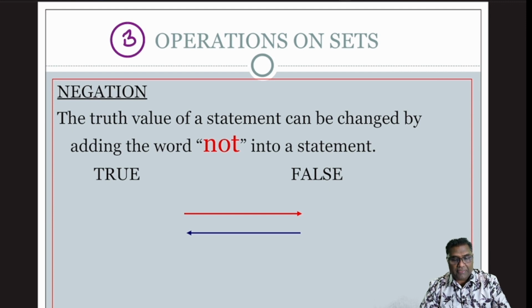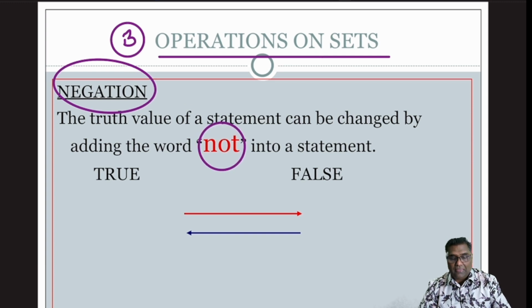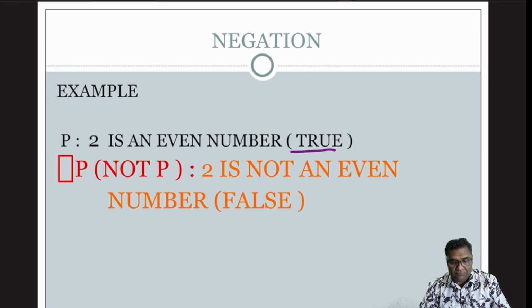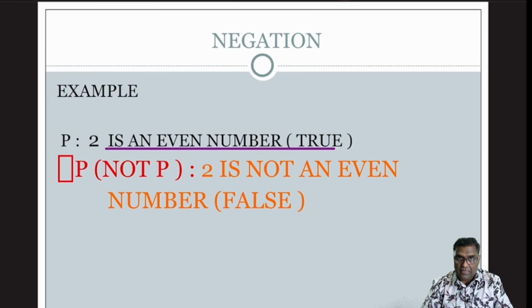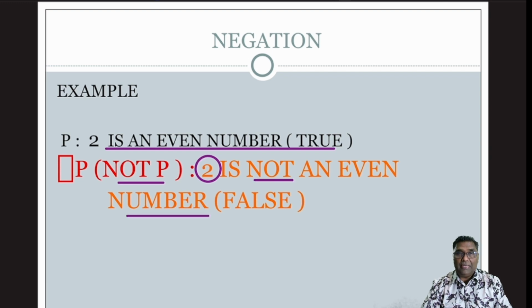Next, what we are going to look at is number 3. This is called operation on sets, which has this word called negation. You will have this word called not. We change the truth value of a statement by adding the word not into the statement. Example, contohnya, 2 is an even number. It's a true statement. So, negate means what? Not. So, 2 is not an even number. This is what they call negation.